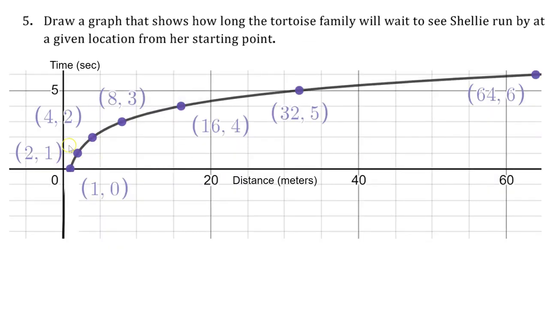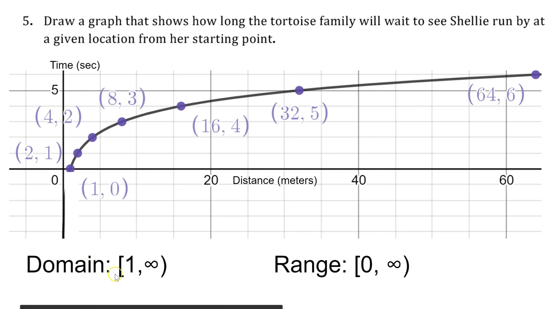If I take this inverted thinking idea and make a new graph where distance is the independent variable and time is the dependent, I would get a graph that looks like this. You can see some of the same points. At 32 meters, it's 5 seconds. At 64 meters, it's 6 seconds. But the points have been inverted from what we were looking at previously. This is a graph that shows how long the tortoise family will have to wait to see Shelly run by a given location from her starting point.